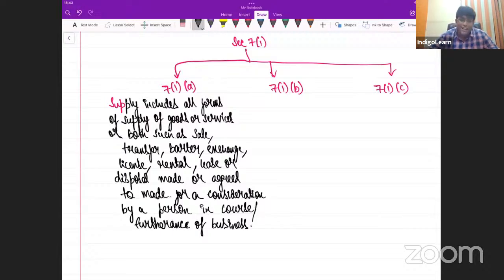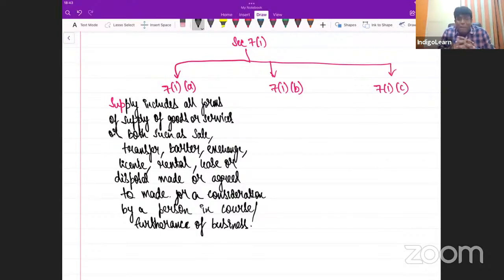License, rental, lease or disposal. Disposal means what? Sold as scrap. So what? Pay GST. Made or agreed to be made. Made means done, or agreed to be made means agreed to be done. For what? For a consideration. Consideration could be in monetary form or non-monetary form.